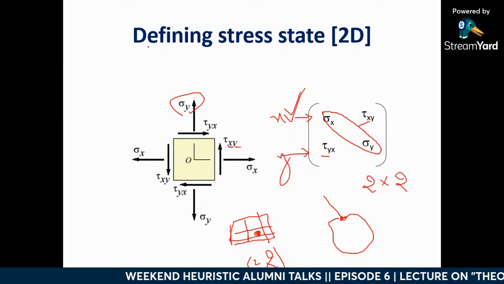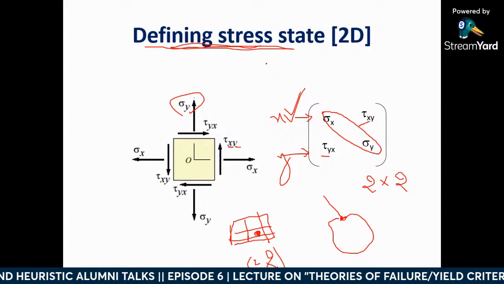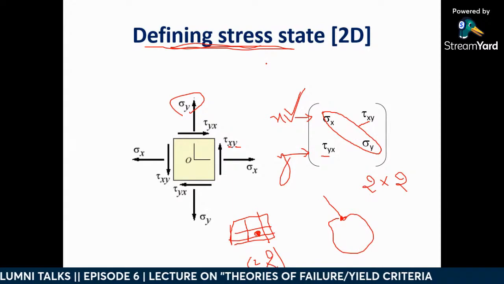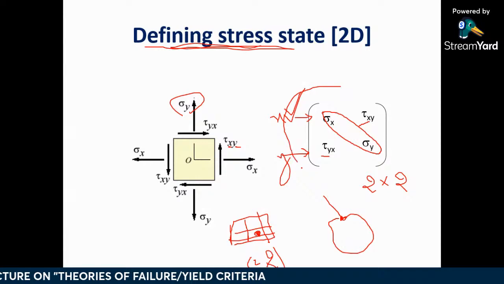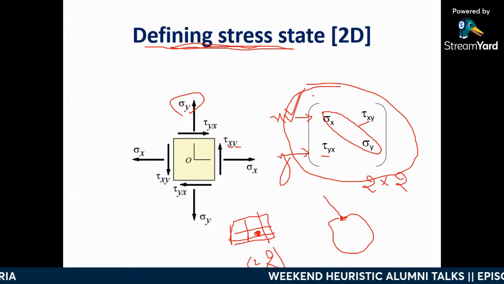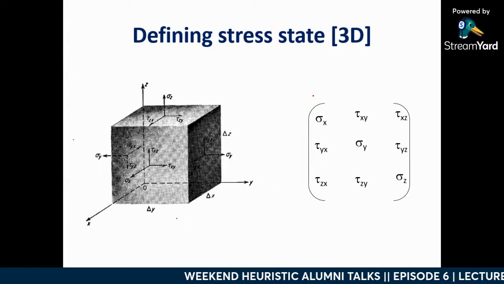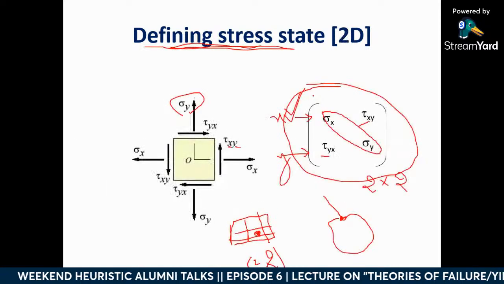So this is the meaning of defining stress state. Whenever some stress is acting on a particular point, these are the details you need to establish to understand the stress situation at that particular point. Similarly, when you talk about the 3-dimensional case, what is the only difference you get?